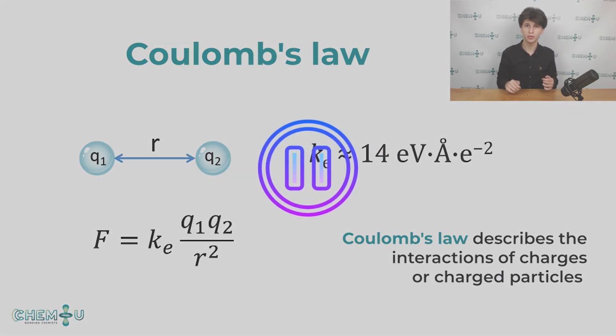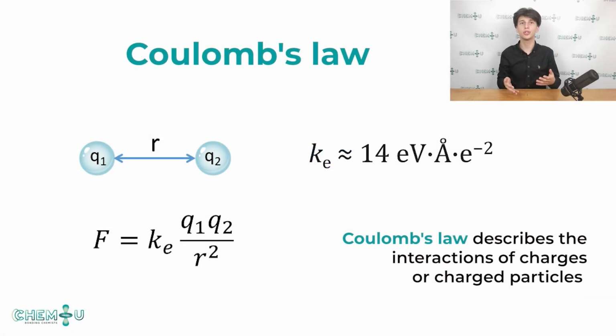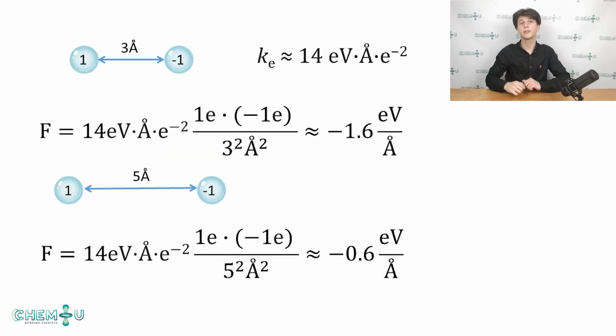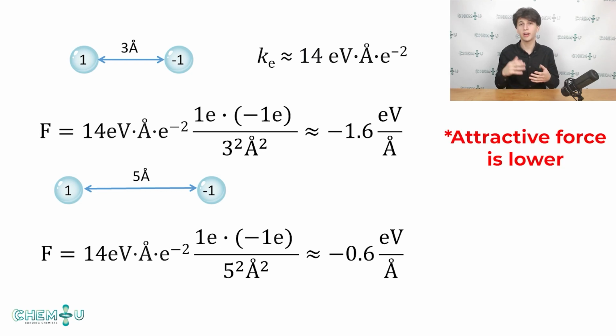I recommend you to pause the video and calculate the energy of attraction between two charges, +1 and -1, at different distances, let's say 3 angstrom and 5 angstrom. Done? Here's the calculation example. I hope that it's quite obvious that energy at 5 angstrom is higher and thus less favorable than at 3 angstrom.